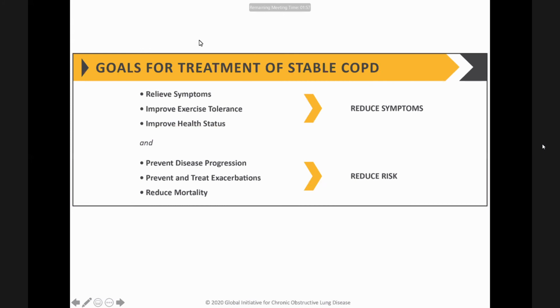So what are the goals for the treatment of stable COPD? So mainly the goals are to relieve the symptoms, improve the exercise tolerance and improve the health status. Okay, so mainly you have to reduce the symptoms, and you are not going to completely cure the COPD, you are only going to reduce the symptoms. Okay, and another is to reduce the risk. So prevent the disease progression, prevent and treat the exacerbation, and mainly reduce the mortality. So these are the goals of treatment of stable COPD.